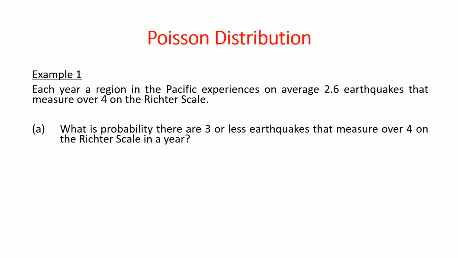It's about our Pacific region that experiences each year on average 2.6 earthquakes that measure over 4 on the Richter scale. What we're going to do is show you some tricks to do on the calculator to help you solve some problems. So part A. What is the probability there are 3 or less earthquakes that measure over 4 on the Richter scale in a year?